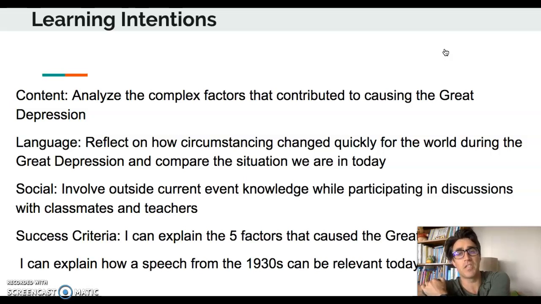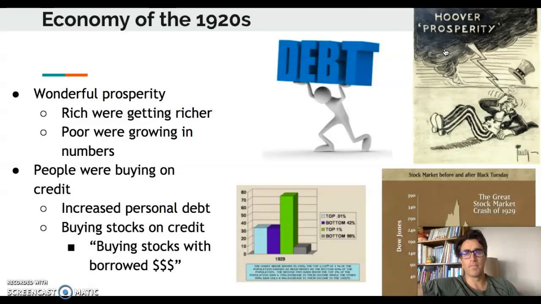And you'll know you're successful at the end of this unit if you can explain the 5 factors that caused the Great Depression. And you can explain how a speech from the 1930s can be relevant today, and that will be a part of one of the readings that you're going to be doing. So now let's get into this overview. What was the Great Depression? What are we talking about? What's a stock market? Let's find out.